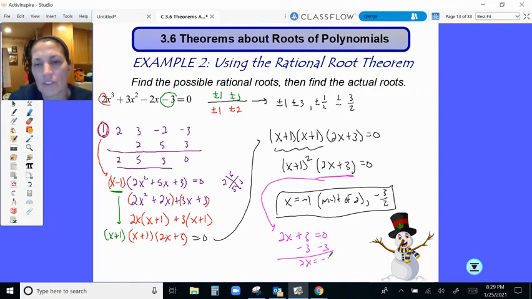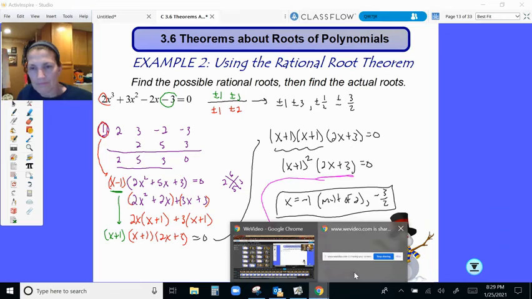2x equals negative 3 and divide by 2, which gives us x equals negative 3/2. Okay. So those are our 2 zeros. So even though it looks like we only have 2 zeros, we actually have 3. We have 2 negative 1s. That's why it bounces right there. We have one that's a negative 3/2, and that's how we end up getting our 3 zeros. Okay?